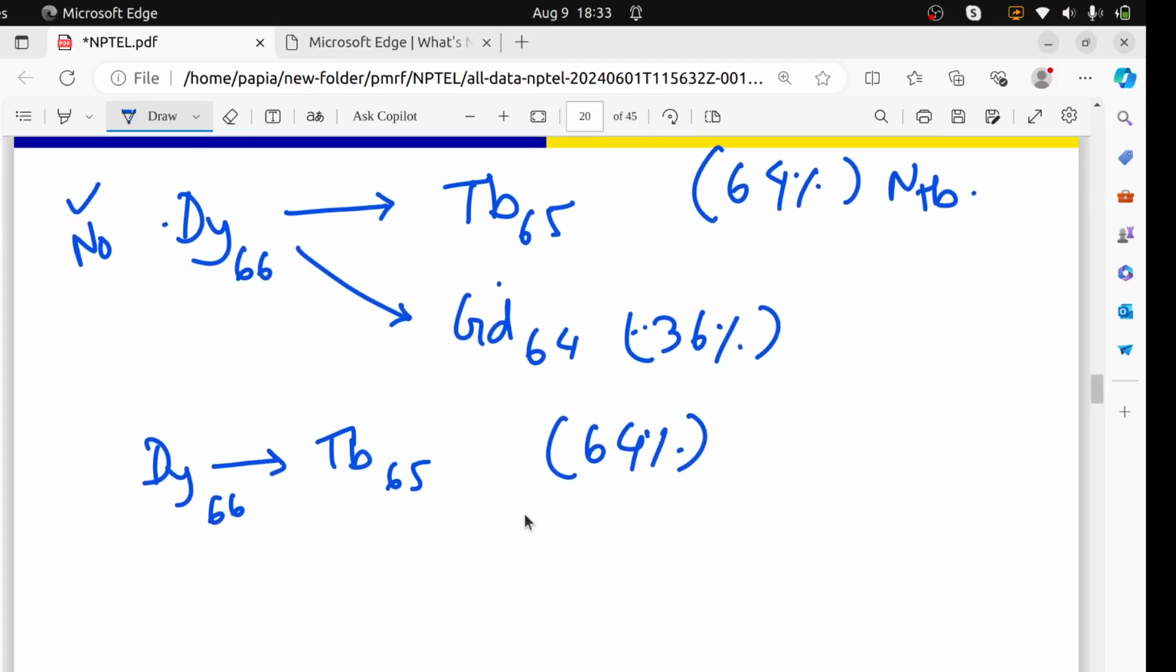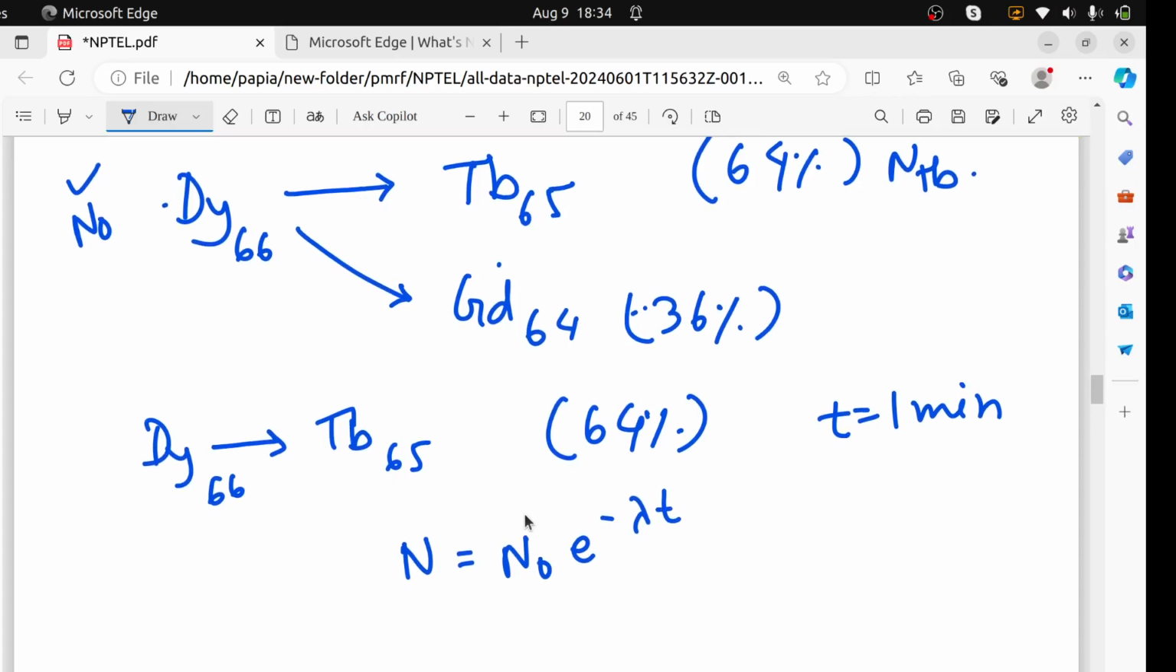So now you can see our N. They are asking that after 1 minute. So whatever our parent expression is, N equals N0 e to the power minus lambda t. That is exactly applicable everywhere. So N means the number of Dy atoms after t equals 1 minute. Is it fine? I hope so. Yes.